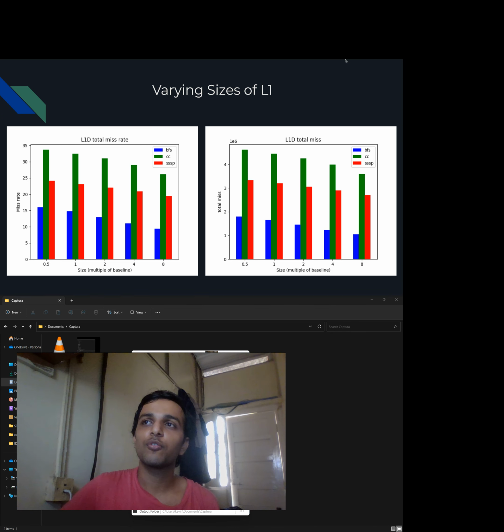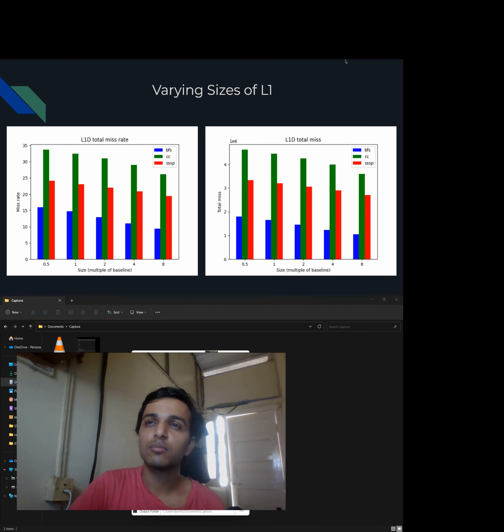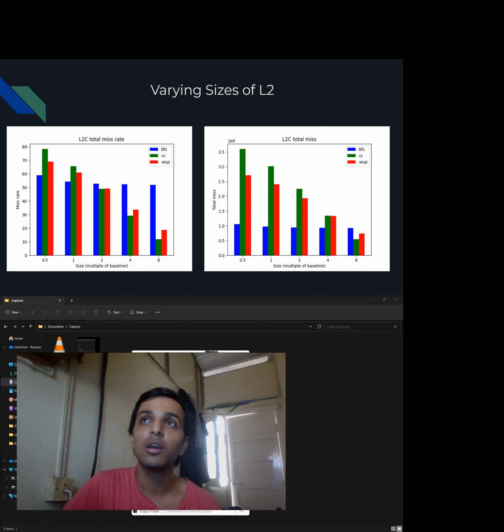These are the plots for L1. As you can see, there are minor variations across various workloads, not very significant variations, but still, with increasing sizes, at least a logarithmic decrease in miss rate can be seen.